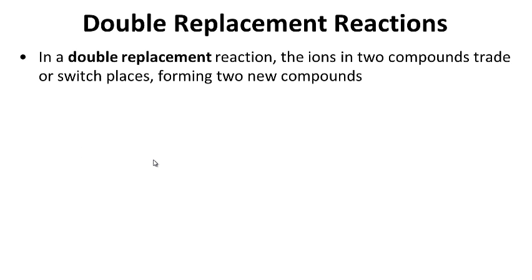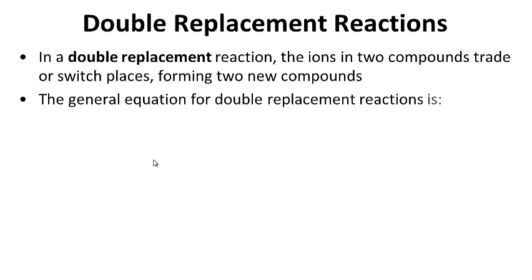Okay, so double replacement reactions. In a double replacement reaction, the ions in two compounds trade or switch places, forming two new compounds. The general equation for a double replacement reaction is AB plus XY creates AY plus XB.